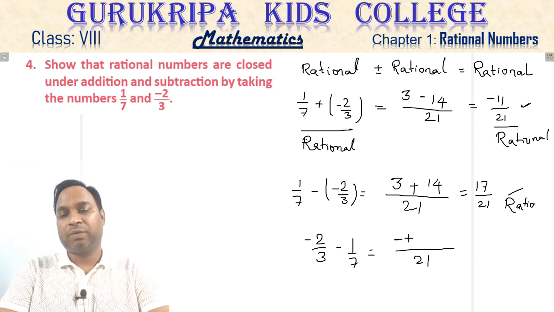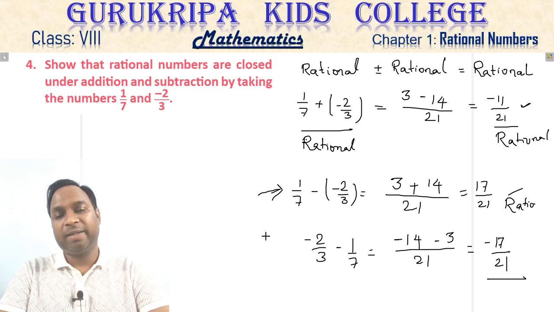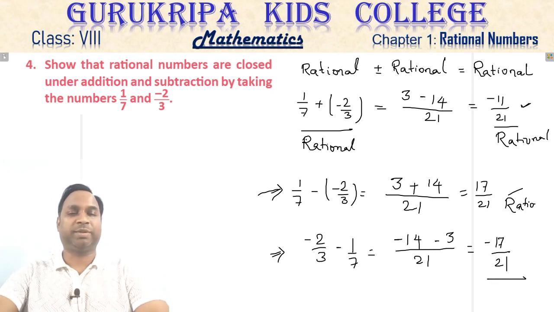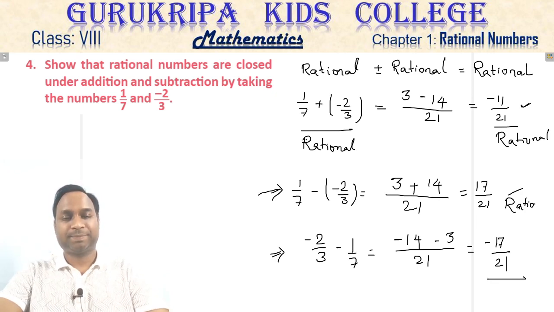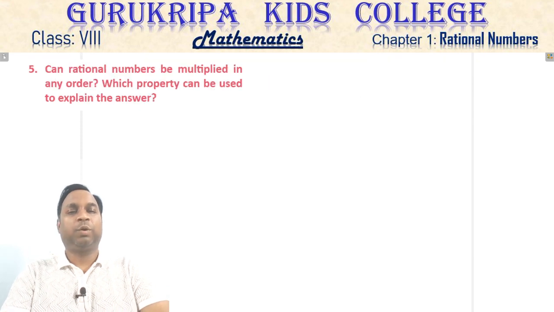What will this give you? Minus 14 minus 3, minus 17 divided by 21. This is also rational. So if you check it this way or if you check it this way, both the ways it is the same. Only one of these has to be checked, not both. ठीक है ना, समझ में तो आ रहा है? If you have any doubt, you can contact me on Facebook. Okay, let's move forward.